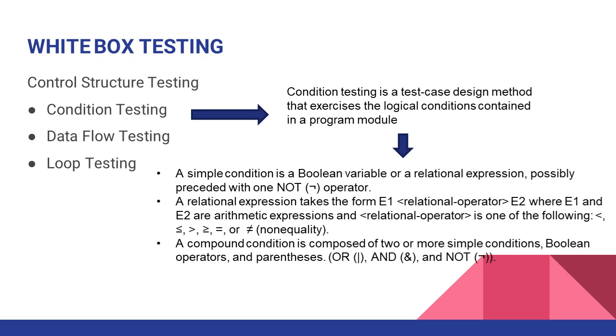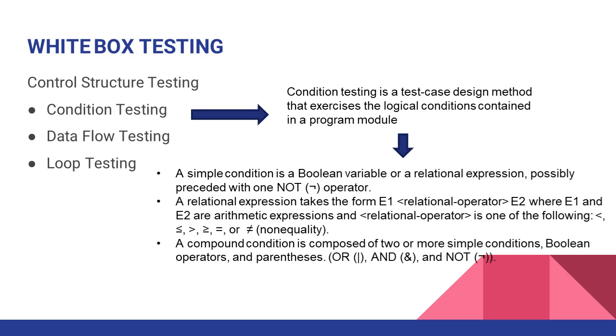A compound condition is composed of two or more simple conditions, Boolean operators and parentheses. We assume that Boolean operators allowed in a compound condition include OR, AND and NOT. A condition without a relational expression is referred to as a Boolean expression. If a condition is incorrect, then at least one component of the condition is incorrect.